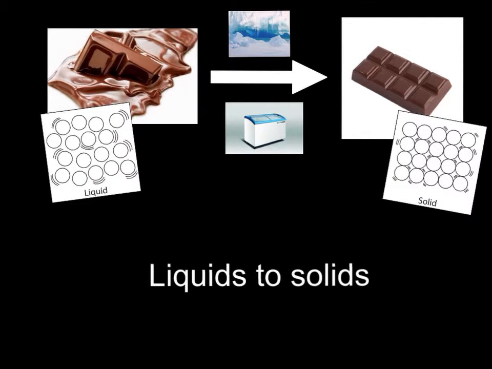Now we are going to look at the opposite. First, we looked at how solids can become liquids. Now we are going to look at how liquids can become solids. As a liquid becomes cooler, the molecules of a liquid slow down enough that their attractions cause them to arrange into fixed positions. As we already discussed, when the molecules are in a fixed position, they are a solid.